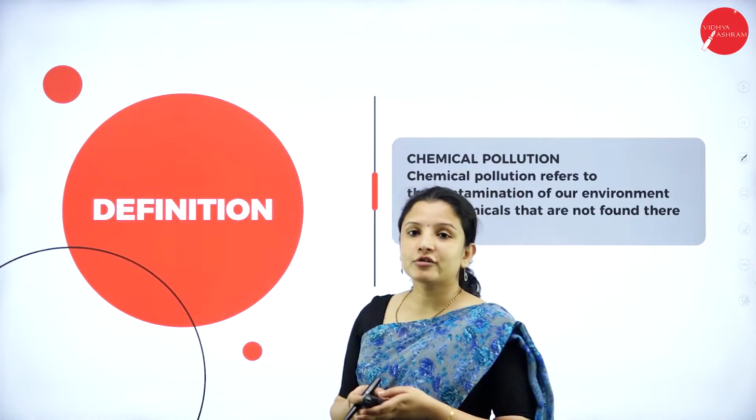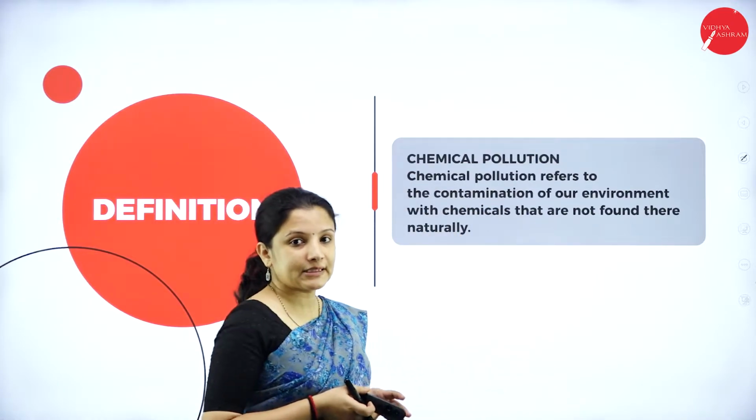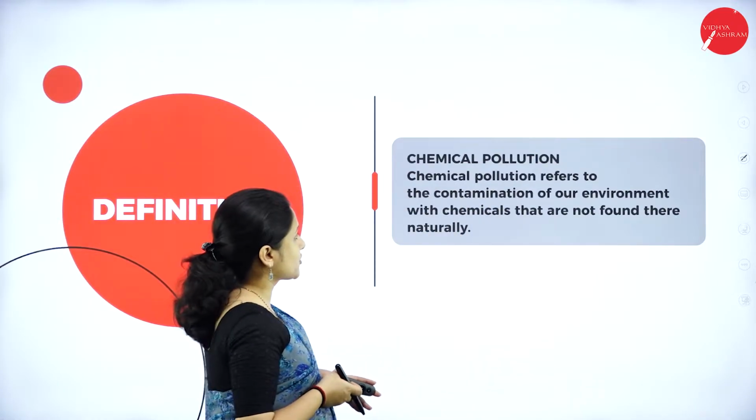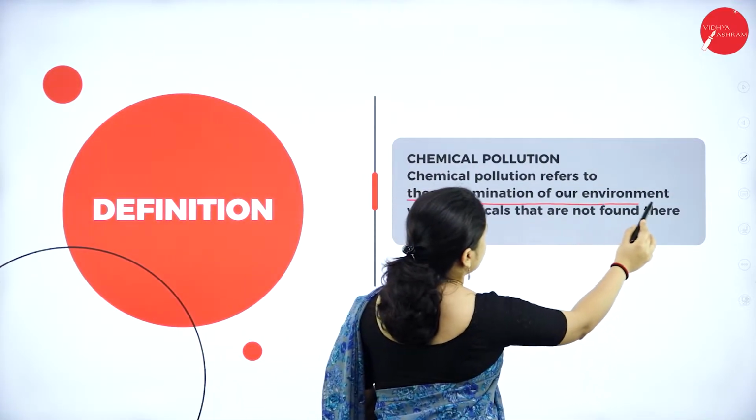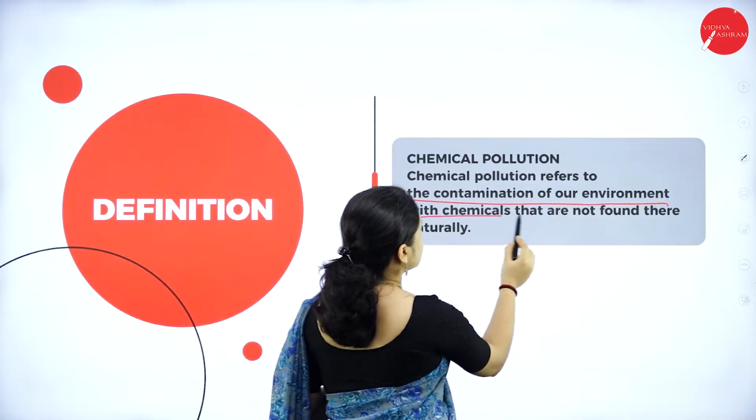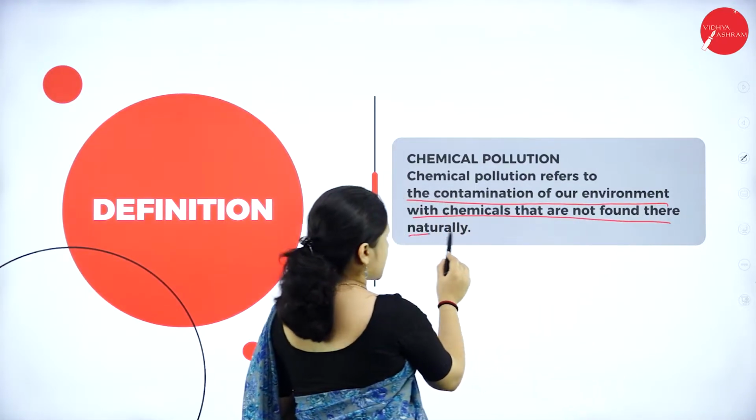So next, moving on to chemical pollution. So let's understand what is chemical pollution. Chemical pollution refers to the contamination of our environment with chemicals that are not found there naturally.